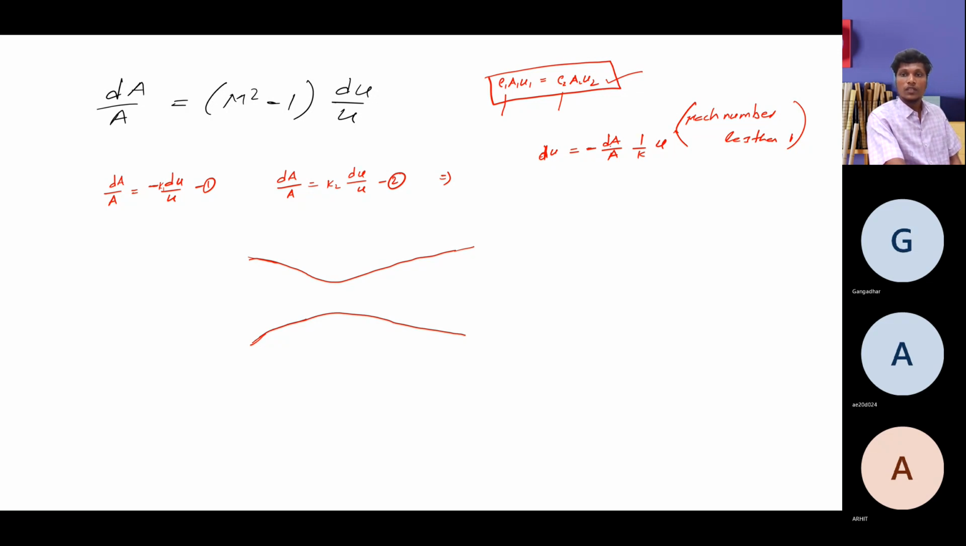Suppose you have dA by A, that is, the area is decreasing. Decreasing means dA is negative, so dA by A is negative. Always follow the convention A2 minus A1. If A2 is less than A1, that is A final minus A initial, suppose this is my A final and this is my A initial. AF minus AI is my sign convention, which means I will get a minus dA, right?